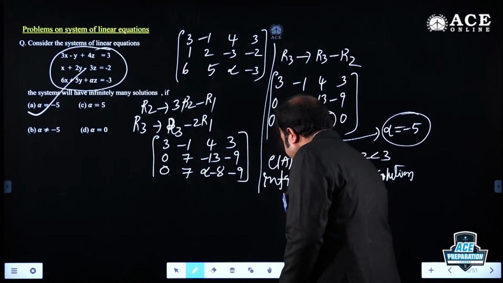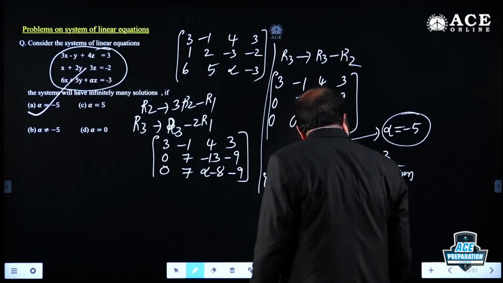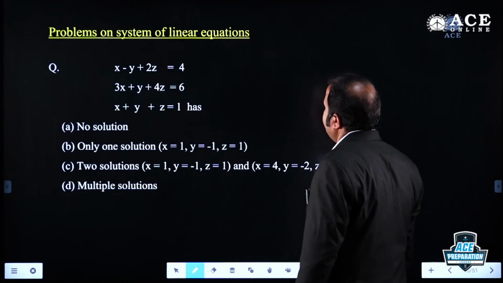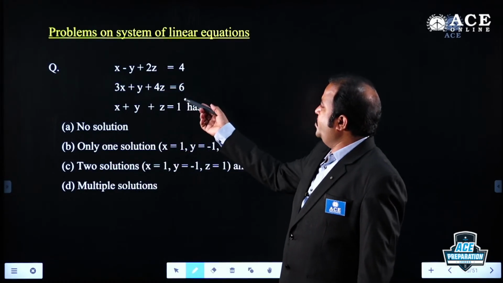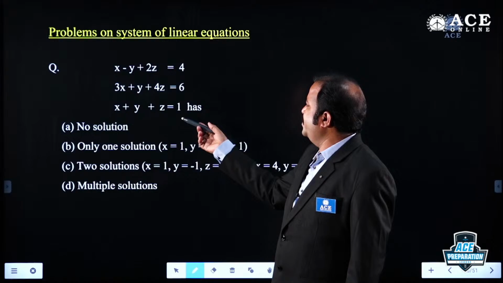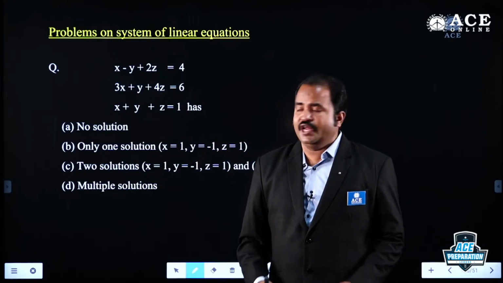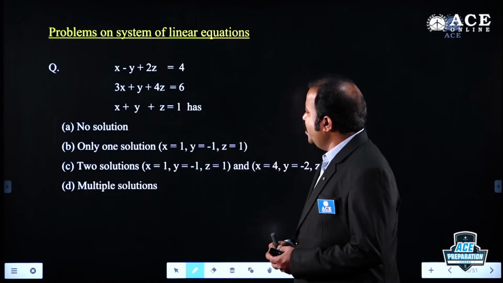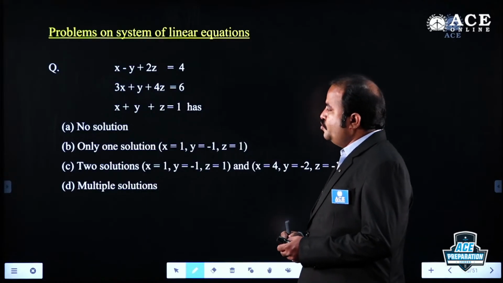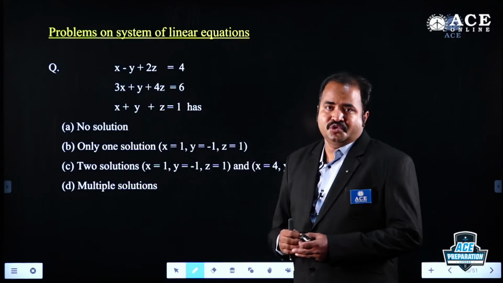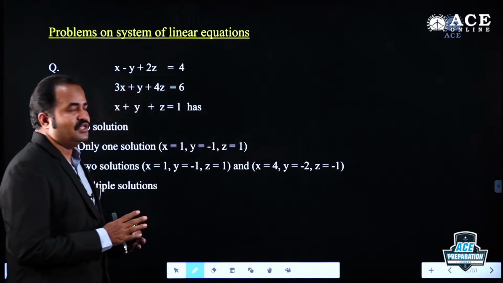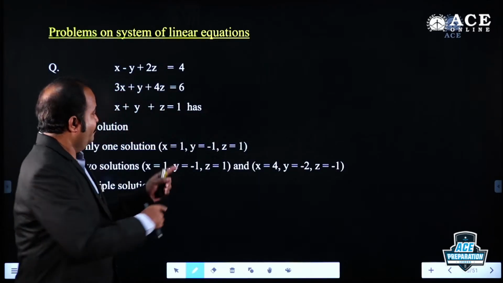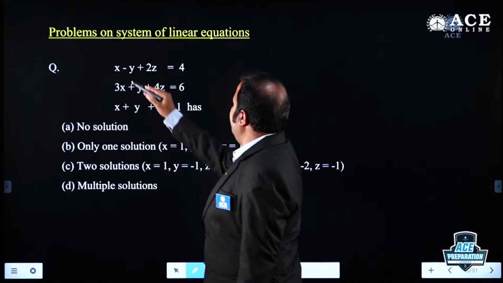Let's see the next problem. x minus y plus 2z equals 4, 3x plus y plus 4z equals 6, x plus y plus z equals 1 has: option A no solution, option B only one solution, option C two solutions, option D multiple solutions. Observe the options: x equals 1, y equals minus 1, z equals 1. Verify whether it is a solution or not.